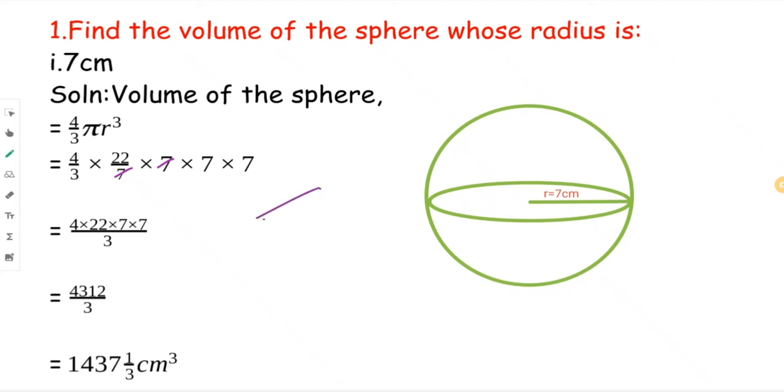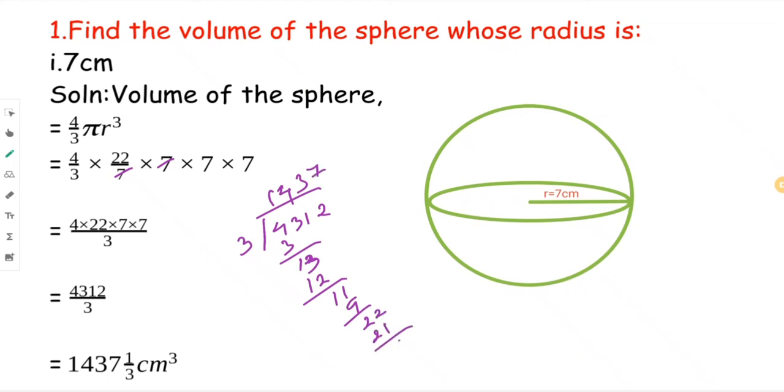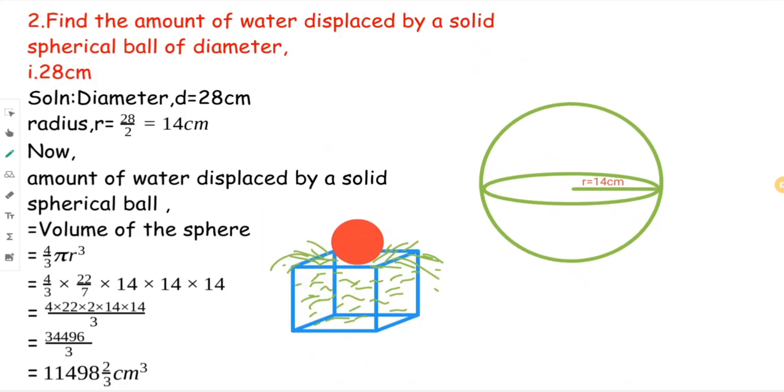Now let's start this division. 4312 divided by 3. 3 1s are 3. I'm going to have a 12, then 13, right? Then 3 4s are 12, then again like this, and 3 3s are 9, then 22, then 3 7s are 21, then 2 minus 1 is 1. So that is how I get the volume of the sphere to be equal to 1437 1 by 3 centimeter cube. All right, let's do one more.